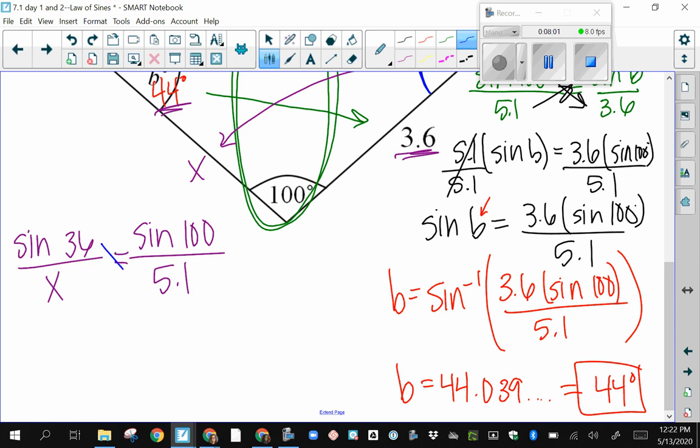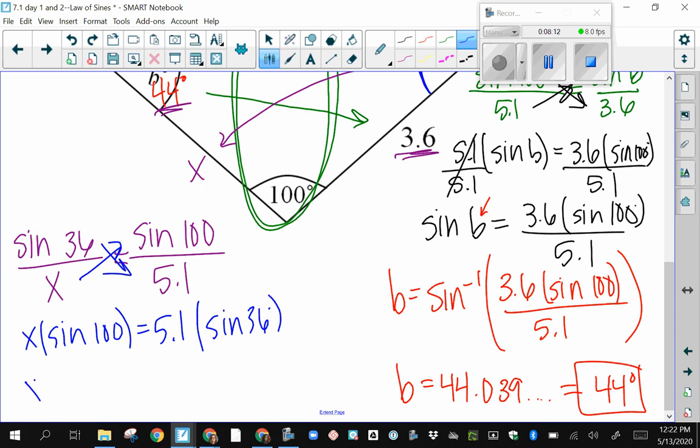Cross multiply. X times sine of 100 equals 5.1 times sine of 36. And then I'm going to divide by sine of 100. And I'm going to type that all in the calculator at once.